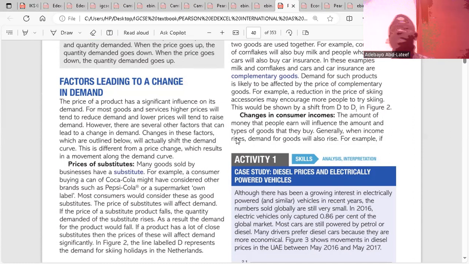So when I talk about factors leading to a change in demand, we're talking about non-pricing factors, because a price factor will lead to movements up or down the demand curve. But other non-pricing factors also affect demand, and they shift the demand curve either to the right or to the left. That is the point there. So what are those factors we're talking about?